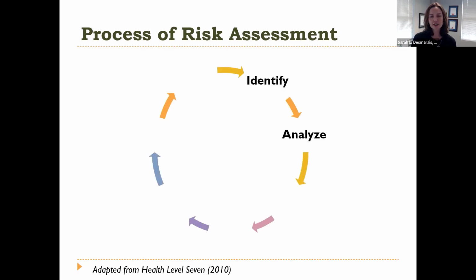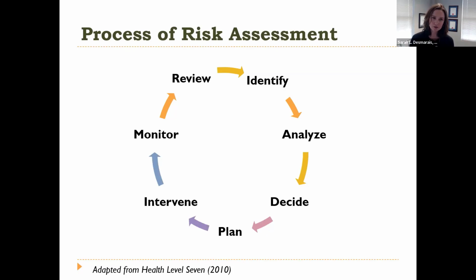The first here is around the identification, analysis, and decision-making, right? So when I put those out before, then we talk about planning. What are we going to do? Hopefully we actually then engage in doing it. We have to monitor over time and review this risk assessment.